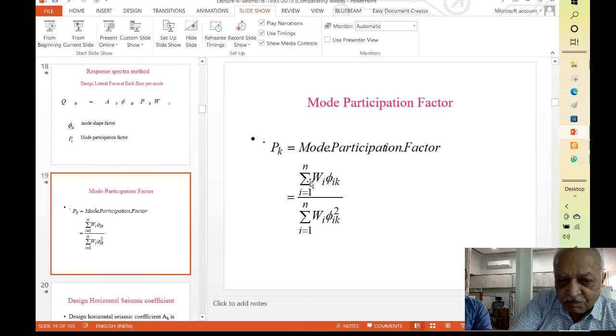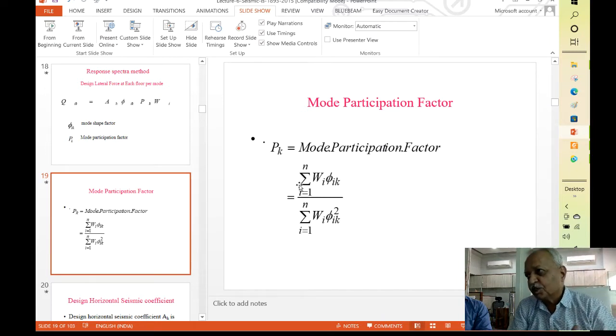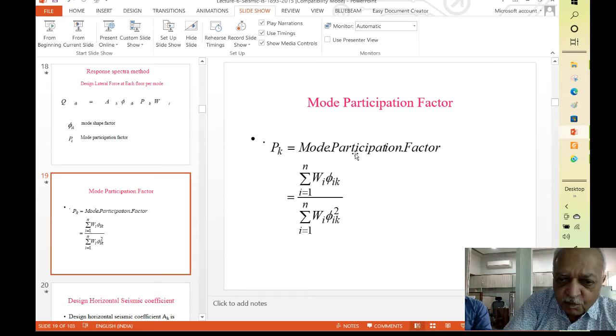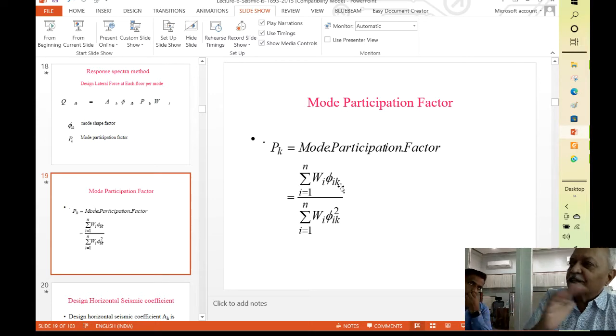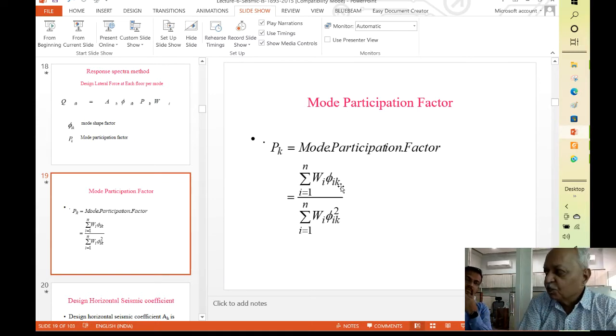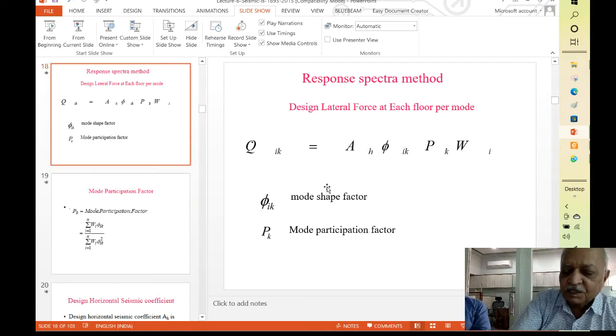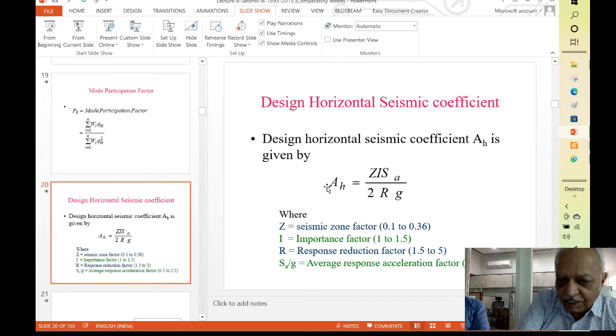Now the mode participation factor, which the code has defined in this way, can be theoretically proved also when you see the entire process, but at this stage we will not go into the details of that. This mode participation factor is given by sigma Wi phi i upon sigma Wi phi i square. Now this factor can be negative also, because this phi, the mode shape, can be either positive on one side, negative on the other side. So it can be positive or negative. Accordingly, the mode participation factor can be positive or negative.